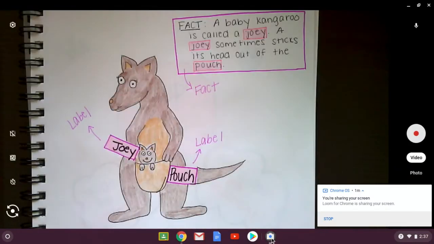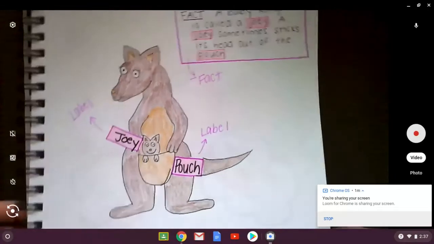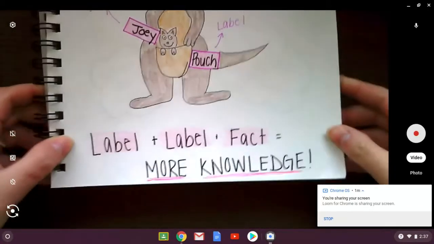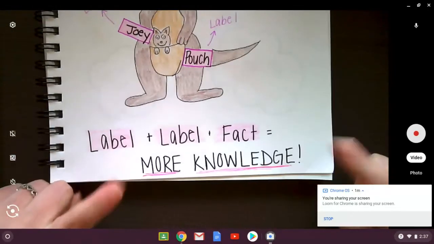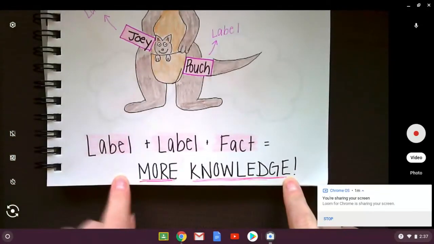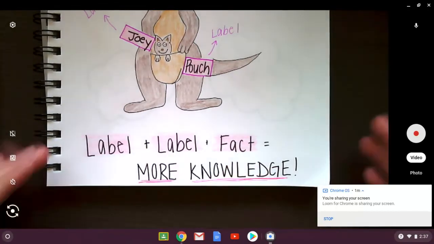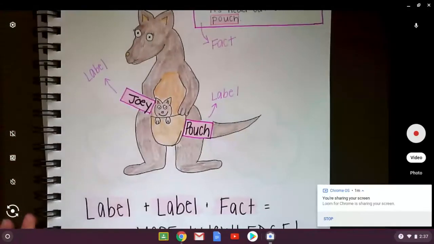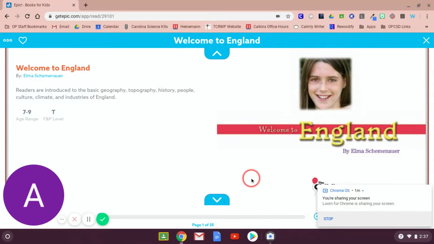And if you remember, last week we learned that label plus fact equals more knowledge. So let's gain some more knowledge from our labels and our facts in our England reading. Switching back over to our book, this is called Welcome to England by Elma Schemenauer. And as we practice the strategy today, you are also going to need your England graphic organizers that can be found in your purple folders.